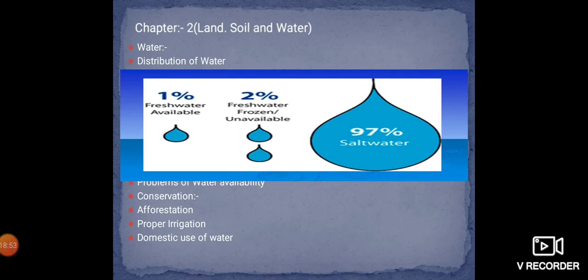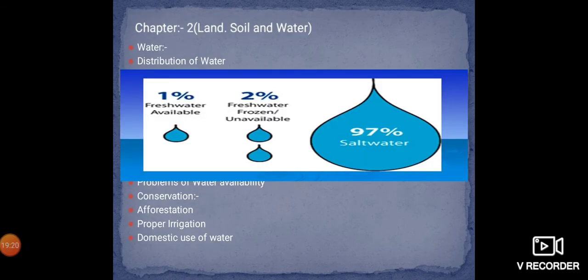In water, the next topic is distribution of water on Earth. The distribution of water on the Earth's surface is extremely uneven. Only 3% of water on the surface is fresh. The remaining 97% resides in the ocean. Of fresh water, 69% resides in glaciers, 30% underground, and less than 1% is located in lakes, rivers, and swamps.